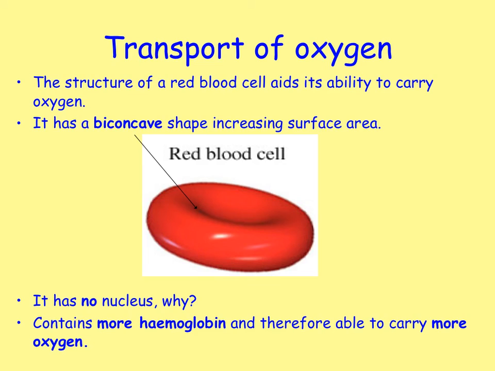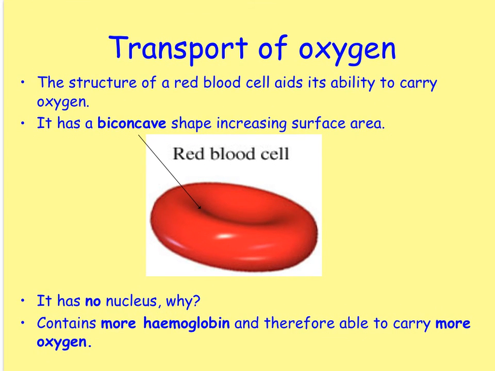So we've had a look at the structure of hemoglobin. Let's have a look briefly at the structure of a red blood cell. Well, the structure of the red blood cell helps it to carry oxygen, and it helps because it's got this biconcave shape. It's got this part here where it's dented, and it's the same on the other side of it, and that increases the surface area, and that enables it to carry more oxygen. It also has no nucleus, and that means that it's able to contain more hemoglobin, and therefore it's able to contain more oxygen.